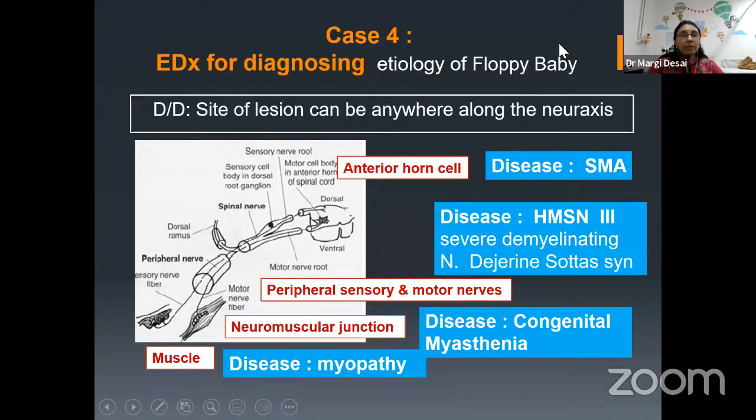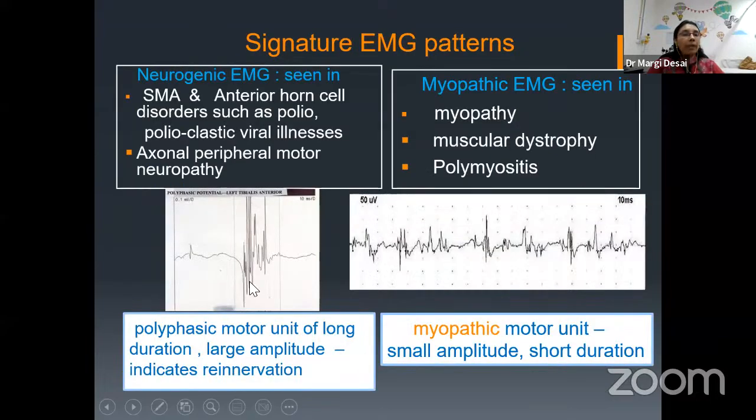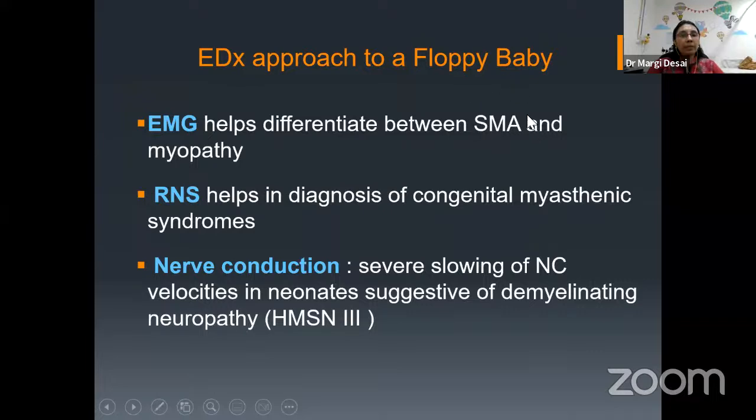This can be differentiated by EMG in the following manner. EMG will help differentiate between SMA, that is anterior horn cell, and myopathy. How does it do that? Let's look at this picture. If the child has SMA, the EMG will be neurogenic. It will show this polyphasic motor unit potential, which is of long duration and large amplitude. You can see it has many phases. It is a complex motor unit and it is known as a polyphasic motor unit. It is very large in amplitude also. This is known as neurogenic EMG, and you see a neurogenic EMG in SMA and polio.